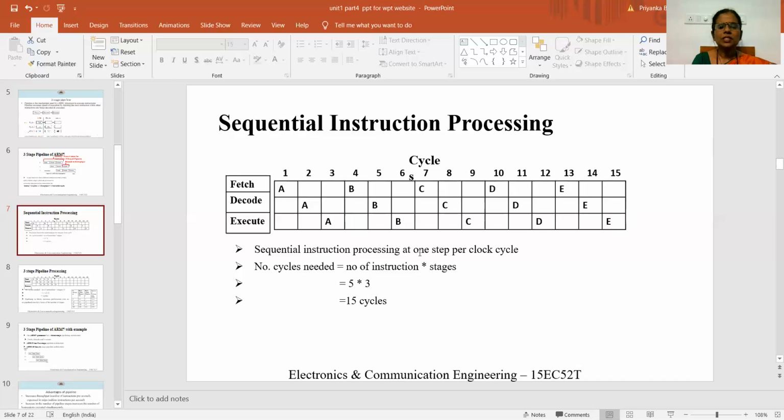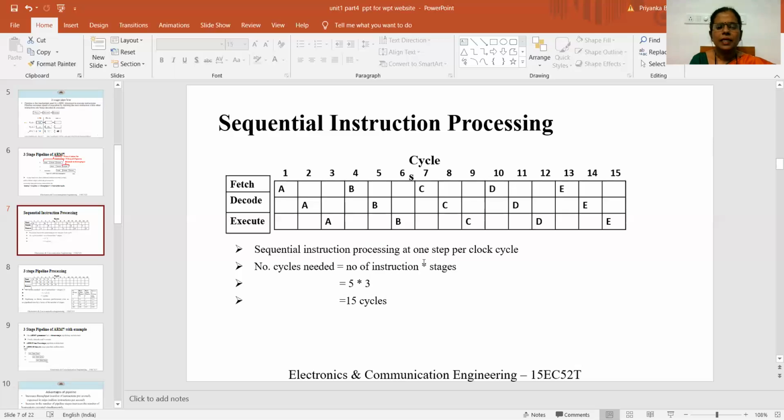In sequential instruction processing, at 1 step per clock cycle, only 1 step happens, either fetch or decode or execution. Simultaneous operation will not happen like in a pipelining process. So how many cycles are needed then? That can be calculated with the help of this formula. How many instructions have I shown here?